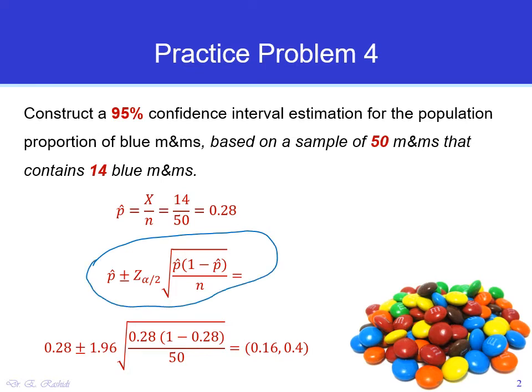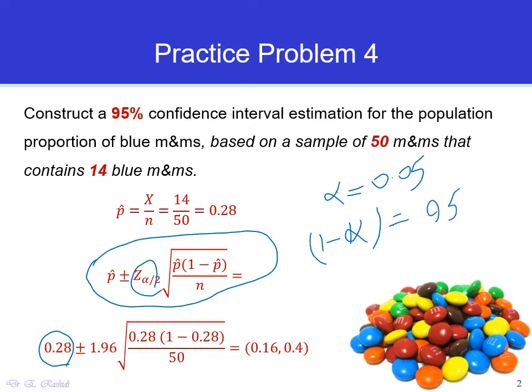So P hat is 0.28, plus or minus Z of alpha over 2, the critical value for alpha equal to 5%, because we are looking for a 1 minus alpha percent confidence interval. When 1 minus alpha is 95%, that means alpha is 5%. So we are looking for Z of alpha over 2, that means Z of 0.025. Z of 0.025 is 1.96. You can find this from the Z table, or you might actually remember it from our confidence interval examples that we had for the average mu.